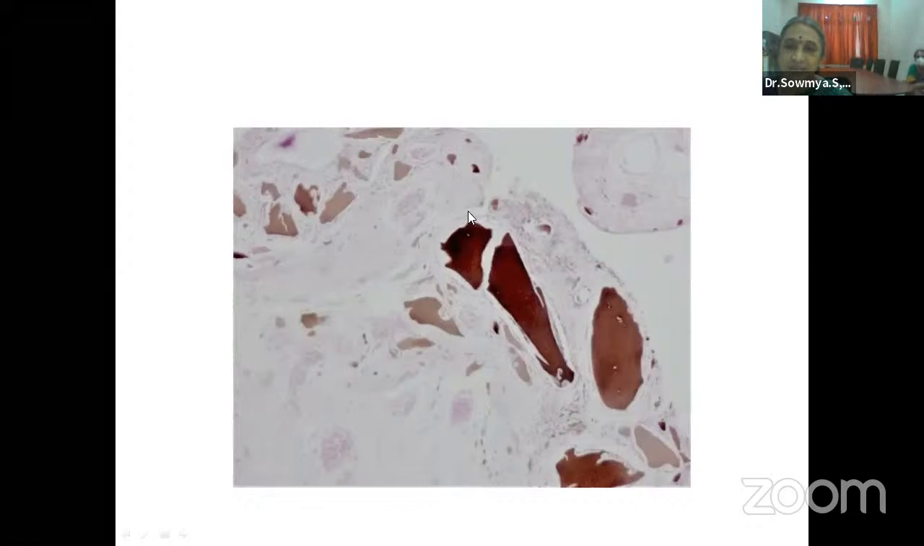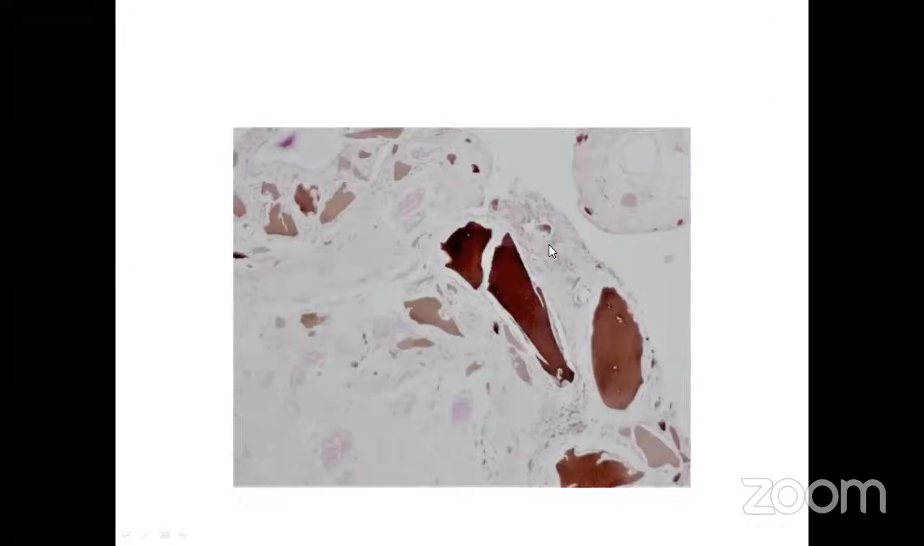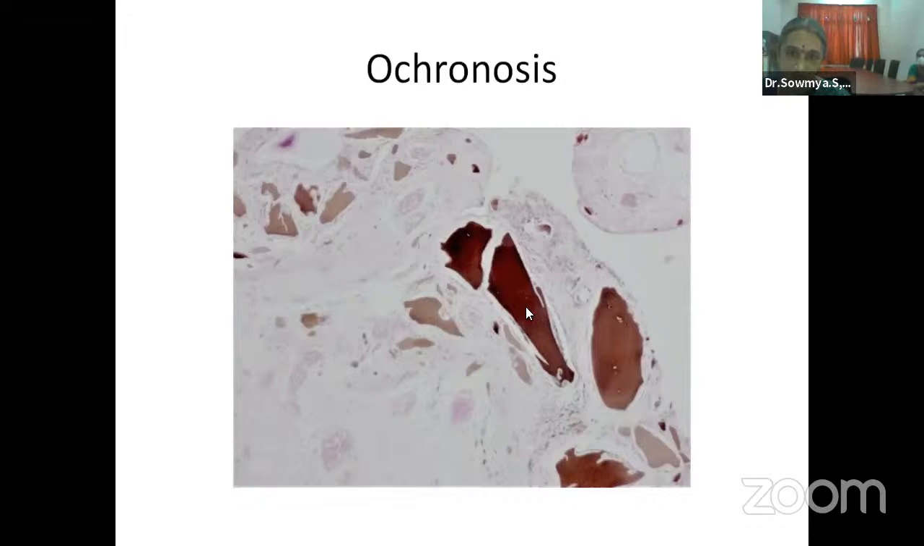What is this? I think it is easily identifiable by the color. Any responses? Not yet, ma'am. Ochronosis. Yes, we got it, exactly. So this is ochronosis. From the color itself, you can make out. It's a very classical case of ochronosis.